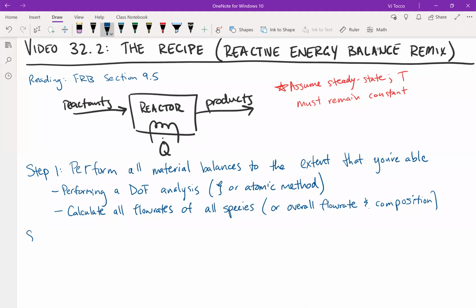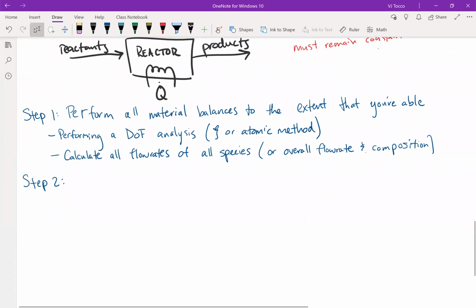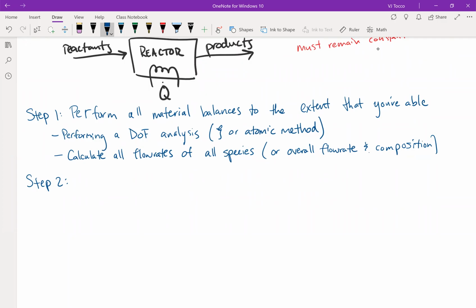And step 2 diverges a little bit. So there's two alternate methods that you can follow for reactive energy balance. So I'm going to draw it kind of in a flowchart fashion. So the first flowchart would say, if there's only one reaction and you know what the heat of reaction is, if only one reaction and the standard heat of reaction is known, then you would do what is known as the heat of reaction method.